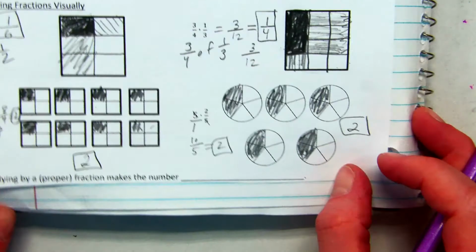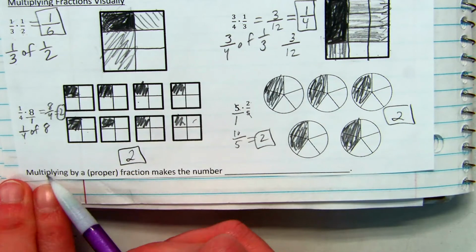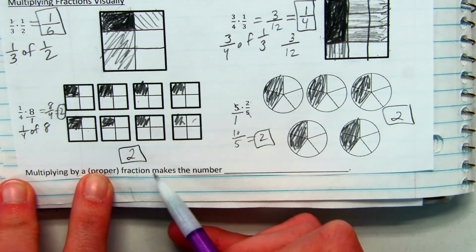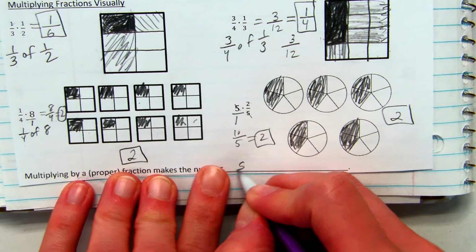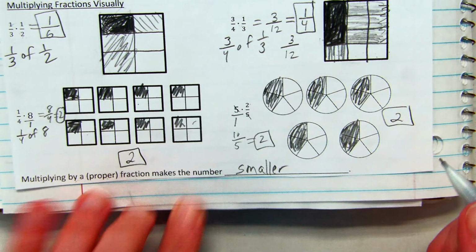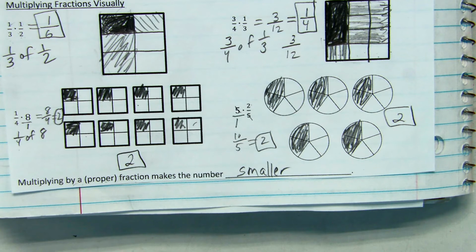And so down here at the bottom, it's just what I've been saying all the way through. Multiplying by a proper fraction, that means a fraction that's less than 1, makes the number smaller. It just makes things smaller, that's the main point of what I want you to see.